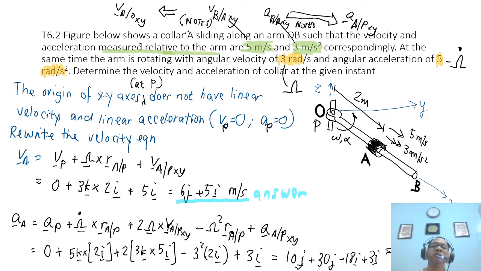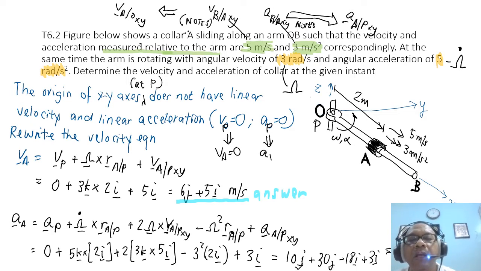And it says here, determine the velocity and acceleration of the collar at the given instant. So in this case, we know that the origin of the small xy axis is not moving. It's only rotating. So the origin of the xy axis at P does not have linear velocity and linear acceleration. So Vp equals 0, Ap equals 0. In the notes, this will be VA equals 0 and AA equals 0.